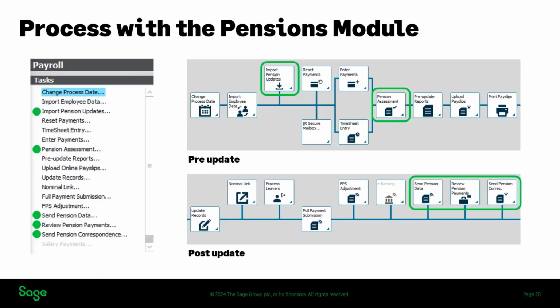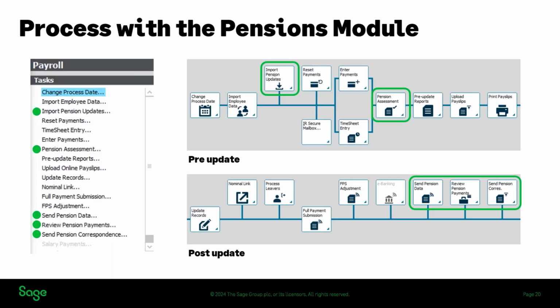So which options are specific to the pensions module? Well, I've laid them out on this slide. They're all within the payroll tasks, with the exception of the settings, which you'll find on the company tasks. And the ones that I've highlighted there are options that you would run if you have the pensions module. Now, importing pension updates is part of pensions data exchange, so that won't apply to everyone. It really does depend on your pension provider and whether you've set up and you're using that option.